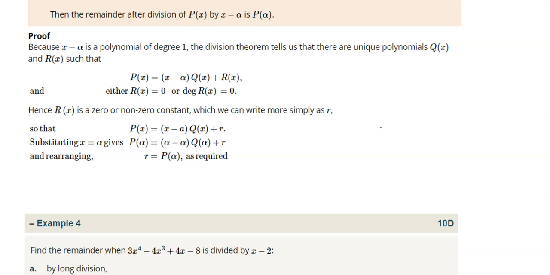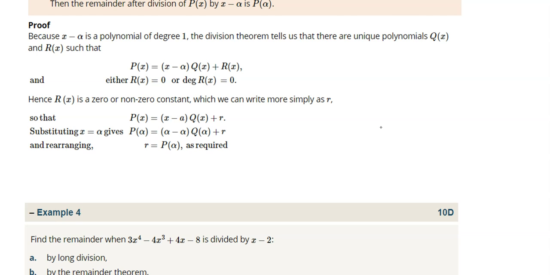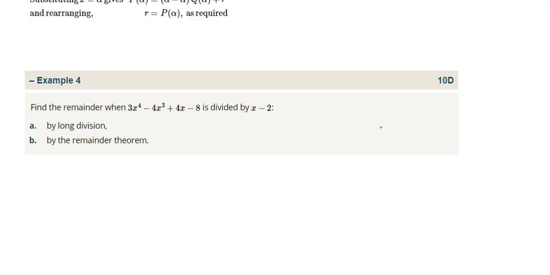So p of x is x minus alpha times q of x plus whatever the remainder is. If we sub in alpha for x, then p of alpha is alpha minus alpha times q, which results in 0, and the only thing left can be the remainder. That's essentially the proof. That's the nutshell part of it. So that's all they're saying here. Therefore, r equals p of alpha. Therefore, we get the results that we use it for. That's it.